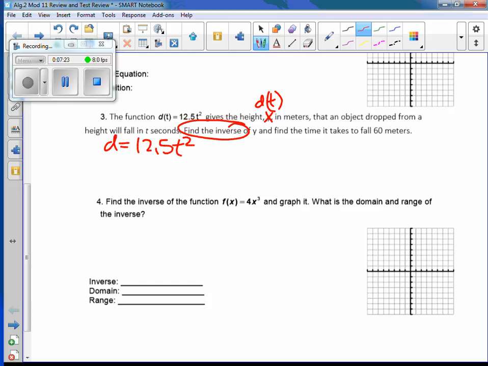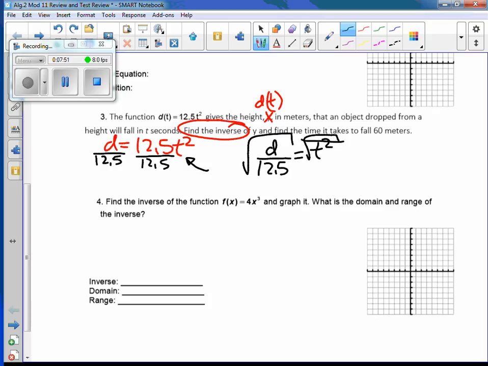Now remember that when we talked about finding the inverse in a word problem, you really only need to solve for this other letter right here. That's really all you need to do. So how do we solve for t? Well, you divide both sides by 12.5 first. And then you get d over 12.5 equals t squared. And then finally, what do you do? You take the square root. And so there's the inverse. So t is equal to the square root of d over 12.5.